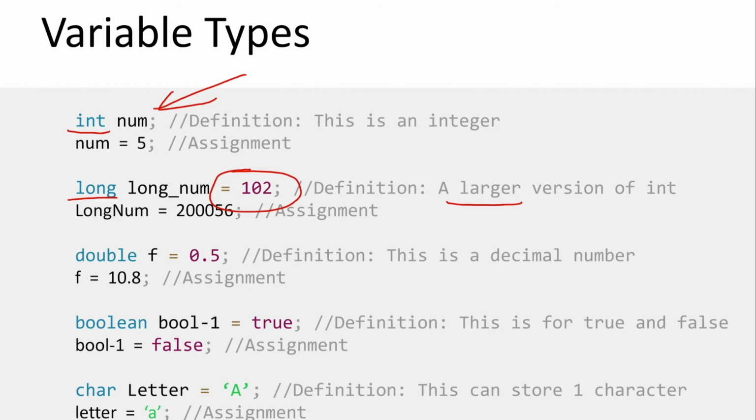Now, let's look at double. This is just a decimal number, and it can also be negative or positive.